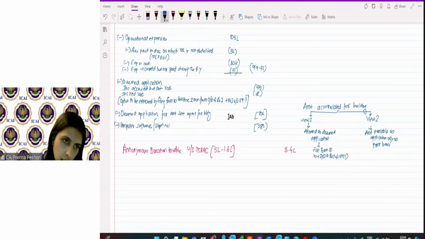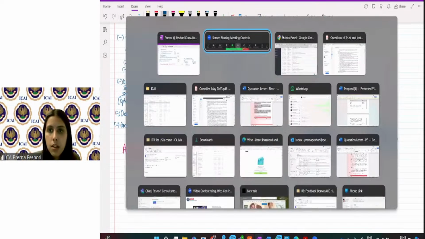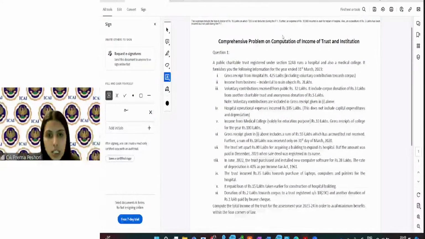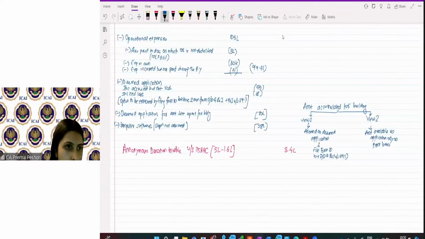Depreciation is not allowed. Fine. Next one is the trust incurred 35 lakh towards the purchase of computer, printer and laptop. So again, this will be allowed. So laptops. So this is going to be 35 lakh.